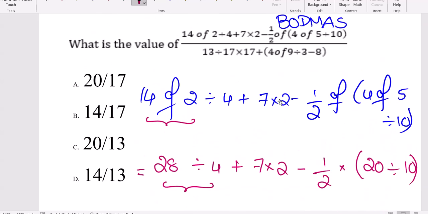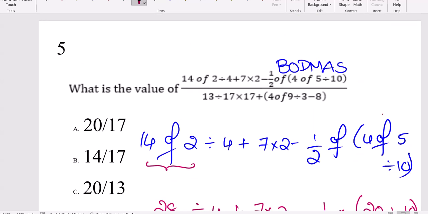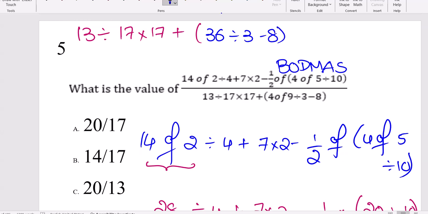Now see the denominator. I think it's pretty much easy for you. So 13 divided by 17 multiplied by 17 plus 4 of: as I mentioned, inside brackets first, half, 4 into 9, which is nothing but 36, divided by 3, then subtract 8. 36 divided by 3 is 12. 12 minus 8. First division, then subtraction, right? So keep that in mind. Some people do 3 minus 8 as minus 5 and 36 divided by minus 5. Don't do that, right? So this is 12 minus 8, as I mentioned, 4.